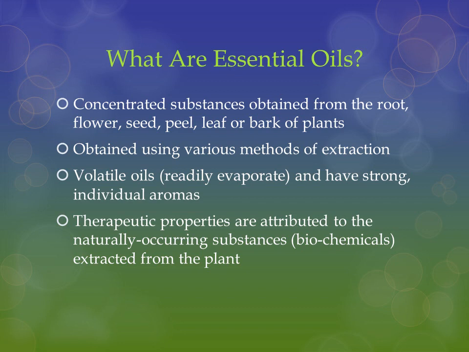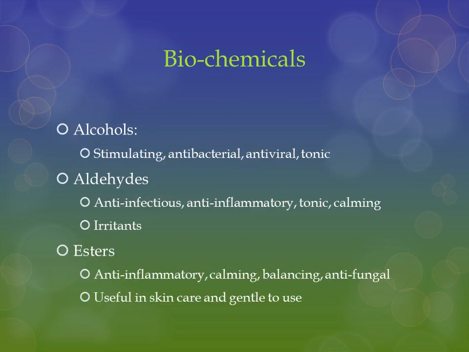So just like nicotine, which is a naturally occurring biochemical in tobacco, your essential oils also have biochemicals that have effects on our bodies. These naturally occurring biochemicals are broken down into different categories. Now, different plants will have different biochemicals in them, but they may be in the same category, so have similar properties. So first we have alcohols. Alcohols are known for being stimulating. They have great antibacterial and antiviral properties, and they are tonics.